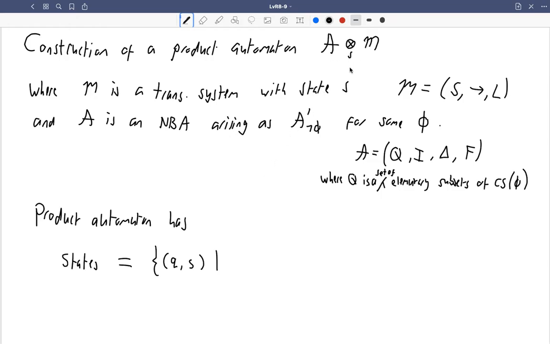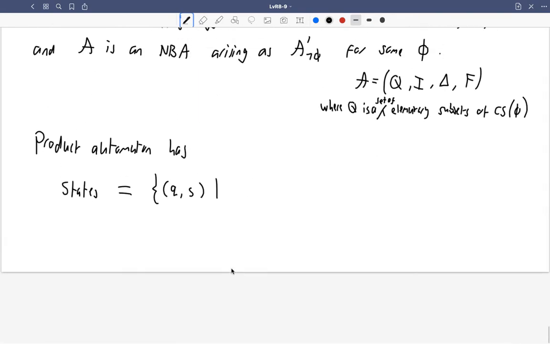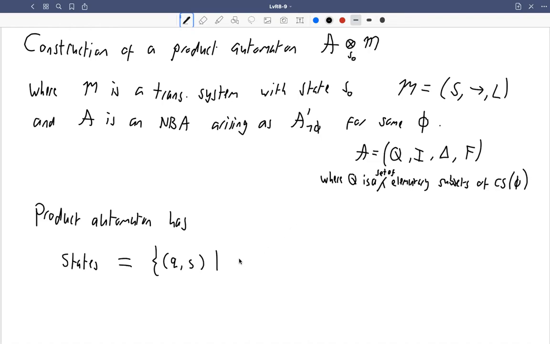So in order to not get confused about notation here, I'm going to write a little S0 here. So we've got a transition system together with a chosen starting state in it, S0, that now I can use S to talk about arbitrary states in the transition system. So what we ask for here is that Q is a state from the Büchi automaton, and S is a state from the transition system.